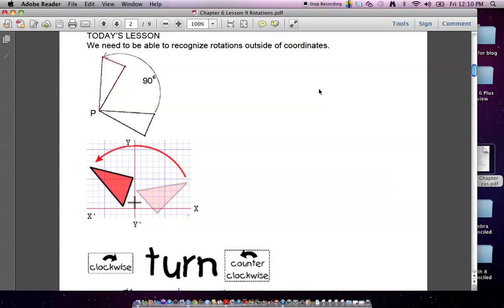Turn or spin. Turning and spinning is a rotation. What are some things in the world? Turn to the person next to you. Say rotate means to turn or spin. Now, think of something that rotates or spins in real life.